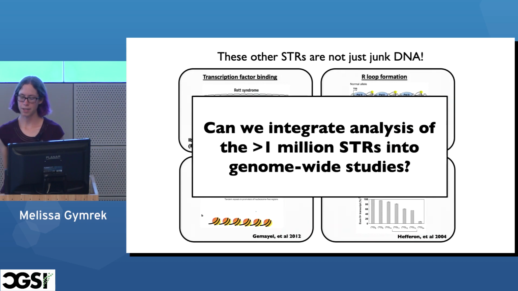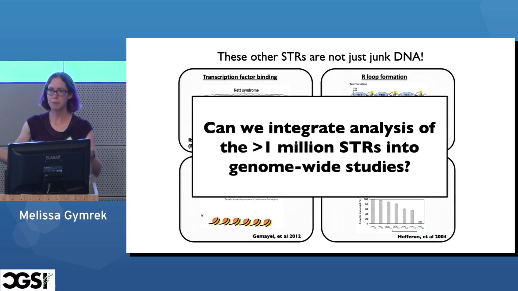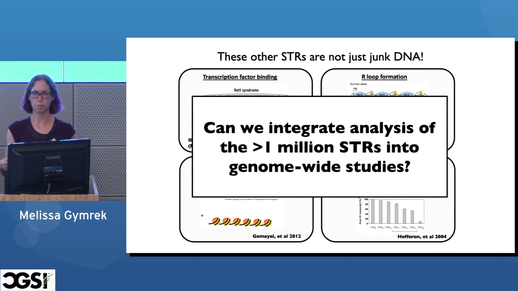So really, what we're going to be thinking about is, we mentioned there's something like 1.5 million STRs across the genome that we haven't really been analyzing in these genome-wide studies. Can we think about designing methods that will allow us to integrate analysis of all these different STRs across the genome into things like our GWAS studies or other types of genome-wide studies of genetic variation?